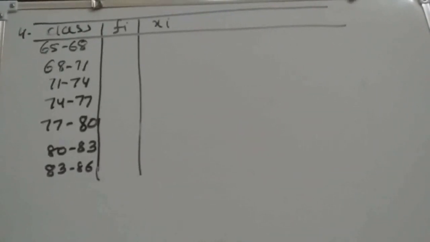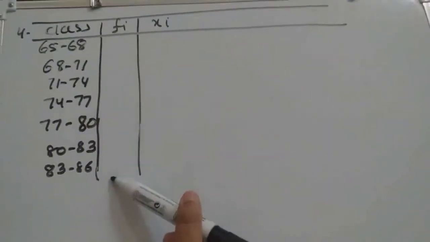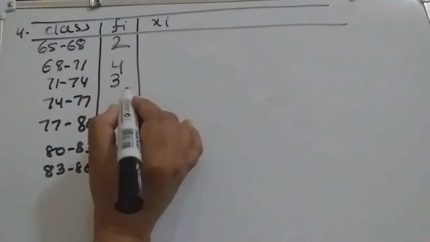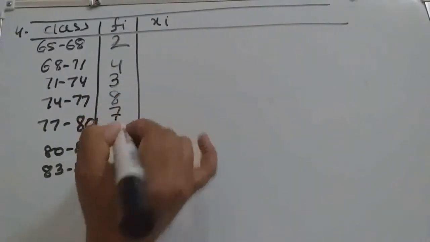In question number 4, it is given that 30 women were examined. 30 women means summation of Fi will come 30. The 30 women were examined in a hospital by a doctor and the number of heartbeats per minute were recorded and summarized as follows. So find the mean heartbeat per minute for these women, choosing a suitable method. So now frequency Fi is given: 2, 4, 3, 8, 7, 4, 2.